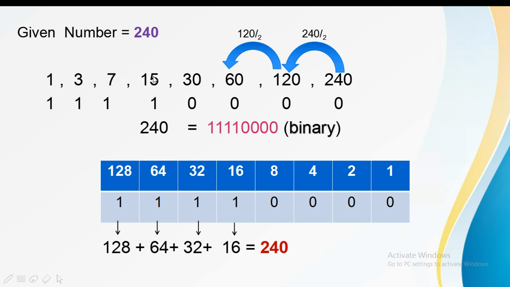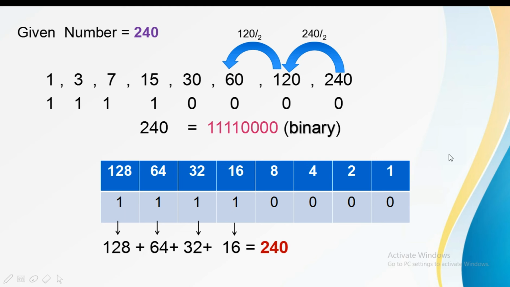Kwa hivyo ukimaliza kudivide by 2 unaangalia namba ambayo ina remainder unaweka 1. Yenye haina remainder unaweka 0. 1 hapa ni odd number, unaweka 1. 3 ina remainder 1. 7 ina remainder 1. Then 15 ina remainder 1. 30 haina remainder 0. 60 haina remainder unaweka 0. 120 haina remainder unaweka 0. 240 haina remainder unaweka 0. Kwa hivyo the binary number ya 240 ni 4 ones na 4 zeros. Sawa sawa. So ni 1111 then 0000. That one is the number of binary.